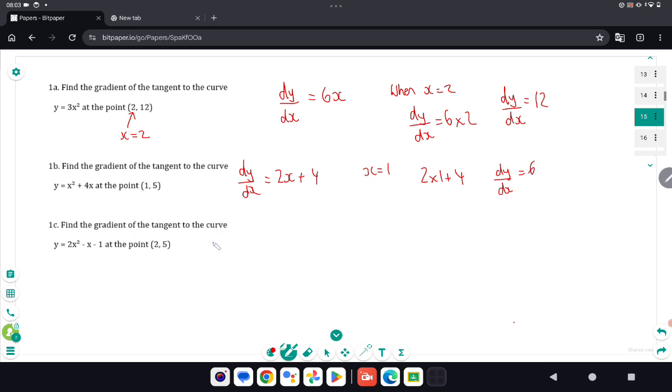Find the gradient of the tangent to the curve y equals 2x squared minus x minus 1. Here we've got x is 2, right? So let's find our gradient function first. We've got 1x there, so it differentiates to give us minus 1. Four times 2, take away 1 is 7. So our gradient is 7.